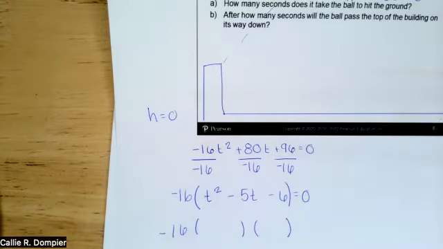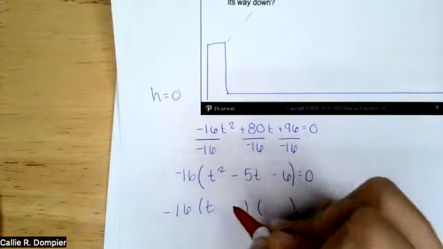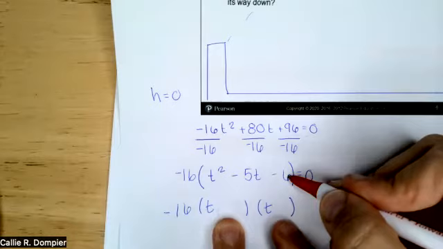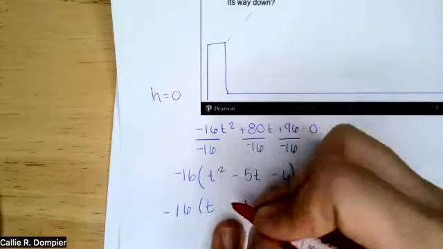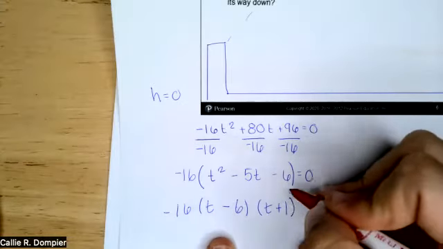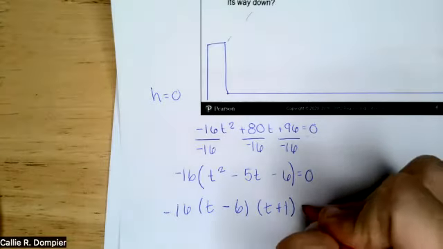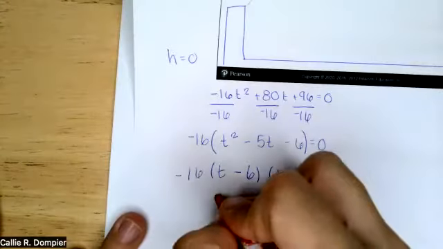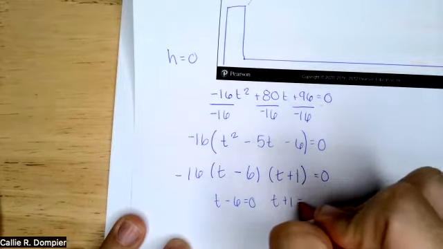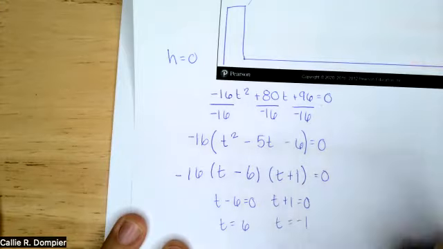Now we're going to try to turn those into two binomials instead of one trinomial. So t squared, the factors are t and t. Negative 6, so the two terms need to multiply to negative 6, add to negative 5. So I'm going to say t minus 6, t plus 1, because negative 6 times a positive 1 is a negative 6. Negative 6 plus 1 is negative 5. That means t minus 6 is 0, and t plus 1 is 0. T is 6. T is negative 1.